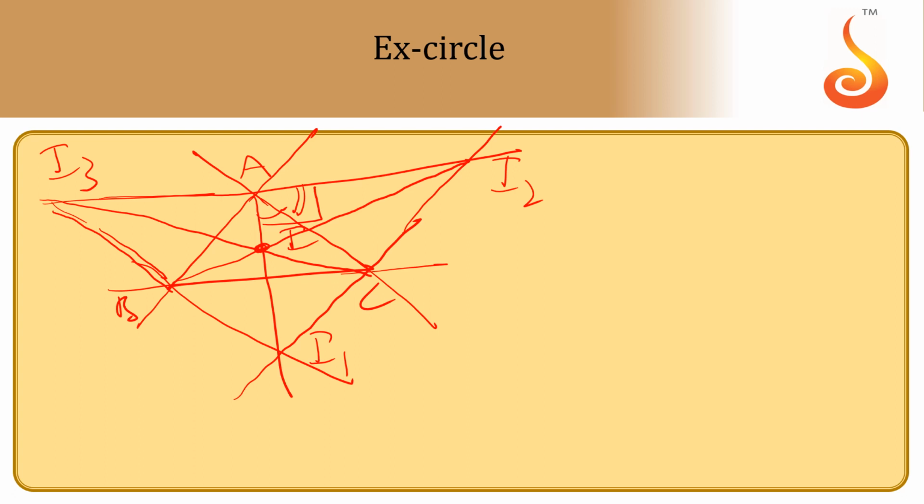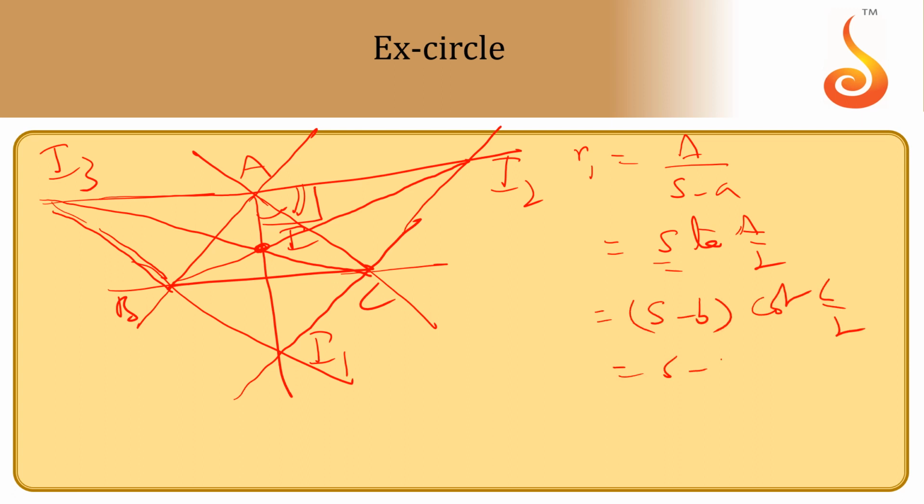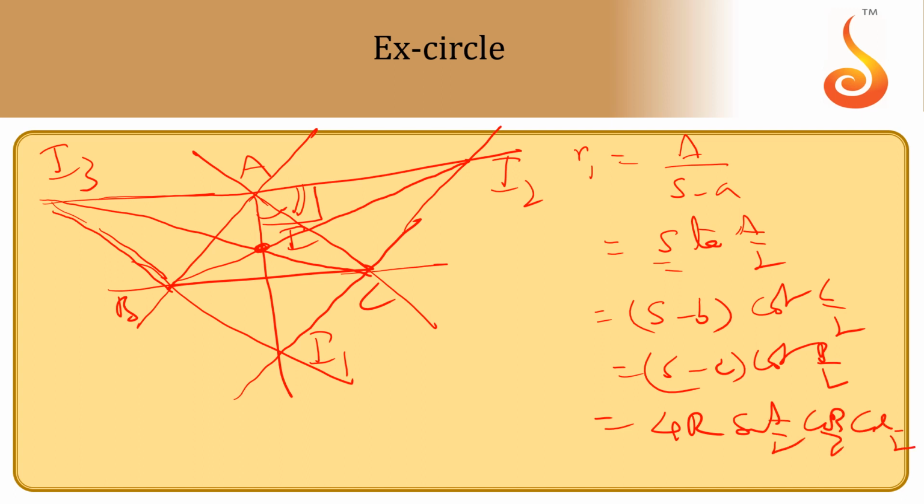triangle ABC. Here again you will have some set of formulas: R1 equals delta by S minus A. Using length of tangents, S tan A by 2. The length of tangent from A to the excircle will be S. Then using S minus B cot C by 2, S minus C cot B by 2, 4 capital R sin A by 2 cos B by 2 cos C by 2. So the last formula links with capital R. Similarly, you can write for R2 and R3.